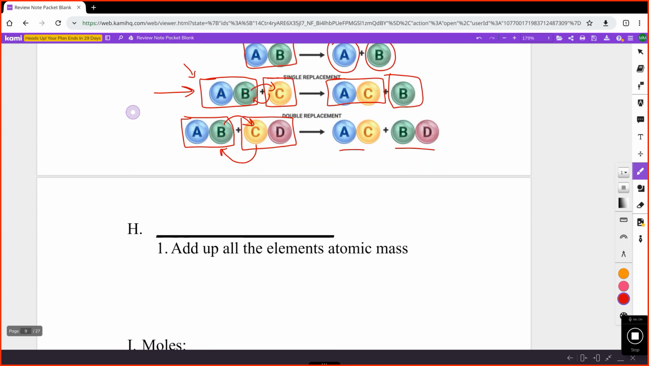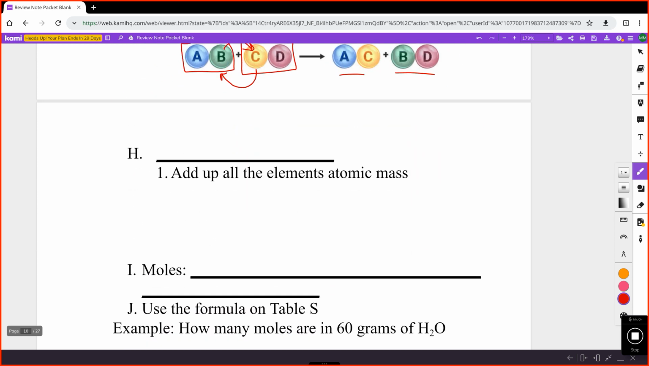All right, so let's move along. The next one that we talk about here is gram formula mass. So now we're getting into the math part of it. Gram formula mass. And this is the mass of a molecule when you add up all the elements' atomic masses. So, and I'll keep the numbers simple with whole numbers right now. I won't use any decimals.